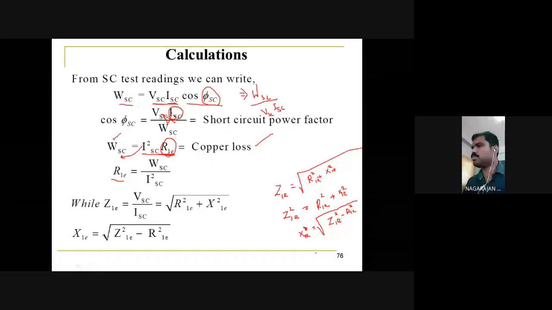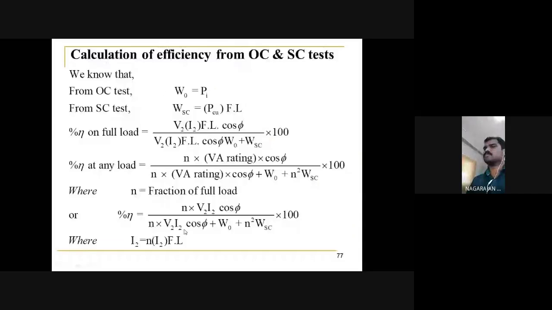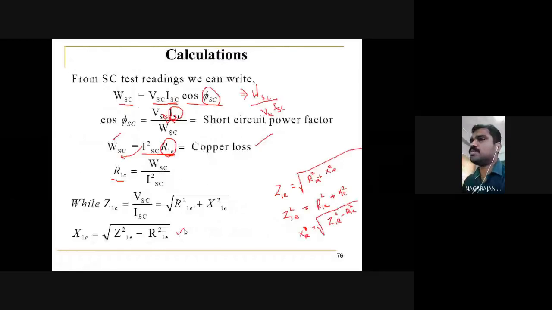X1E is equal to square root of Z1E square minus R1E square. That is what they have given here. So with these values, we have found out all the values of the equivalent circuit of the transformer.